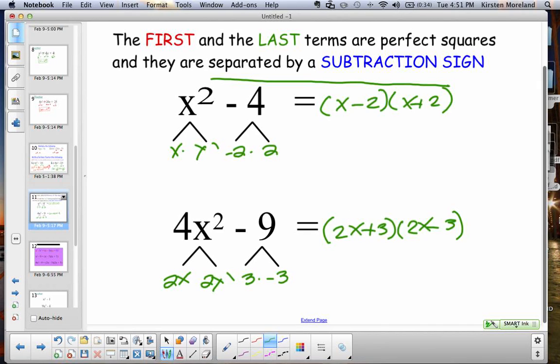And again, if you're ever wondering if you got the rule right, it's probably beneficial to FOIL it out. So you get 4x squared minus 6x, and then you get plus 6x minus 9. Notice that the positive 6x and the negative 6x cancel, so I've checked it with that answer.